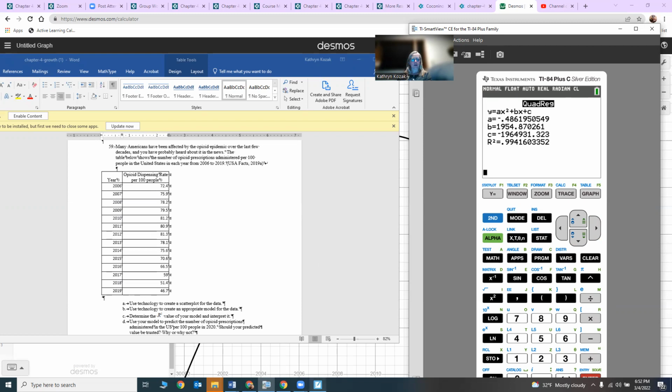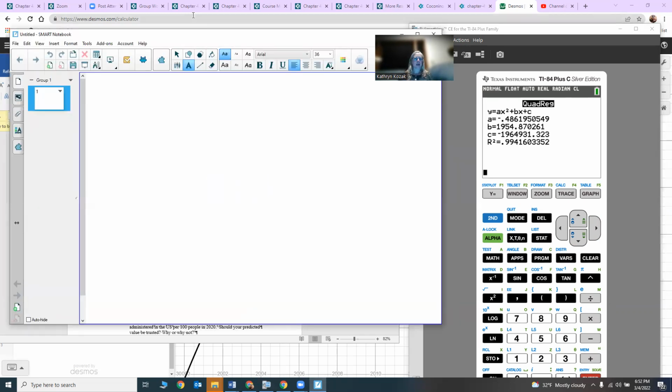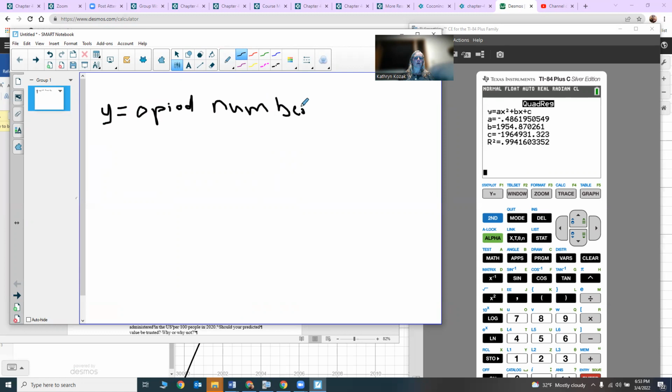Now I can go in and write all these down. I am going to write this one by hand because I have a square there. So my y, in this case, you can use any letter you want. You don't need to use y. This is the opioid numbers. I don't think I spelled opioid right, but you get the idea. And T is your year.